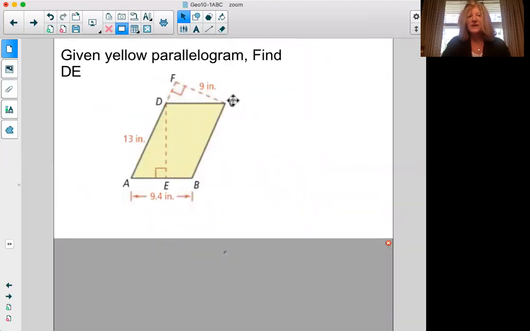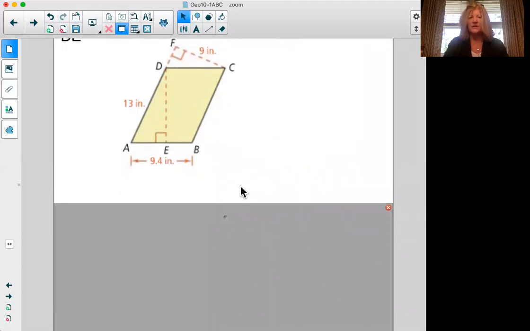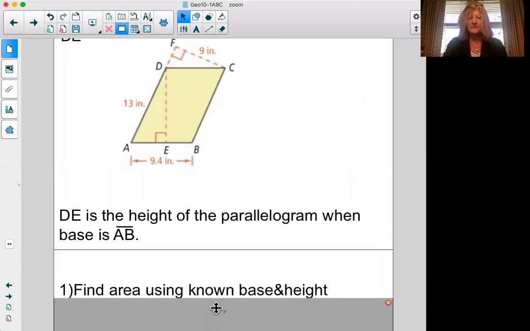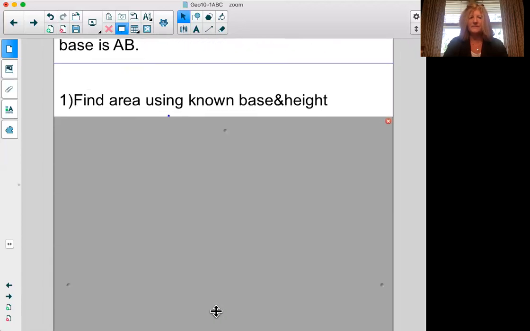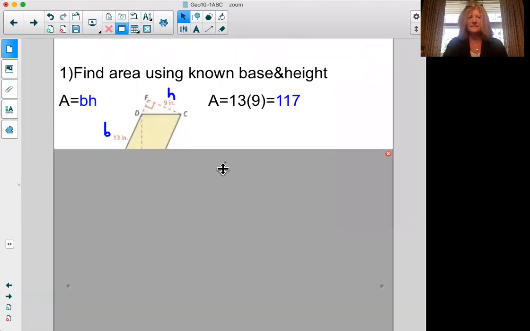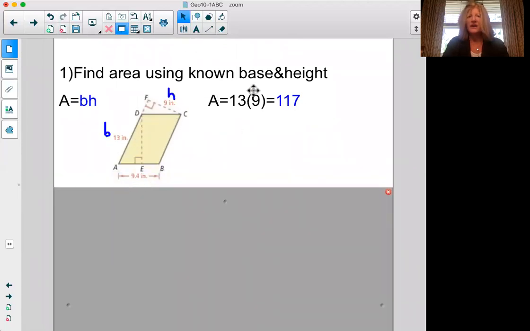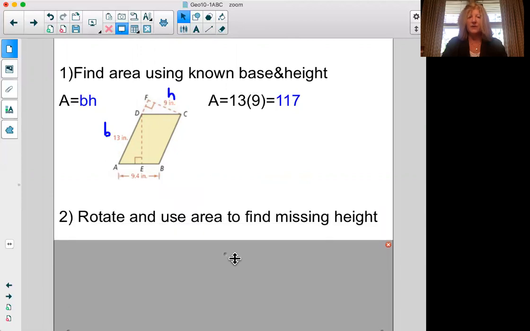So now pause the video and calculate what this height is, and then press play. First step, I have to find the area of the parallelogram using the height and base that I'm given. And I see that this base goes with this height, so I can find the area of my parallelogram. Once I know the area of my parallelogram, I can then rotate it and use the same formula to figure out what the other height would be.